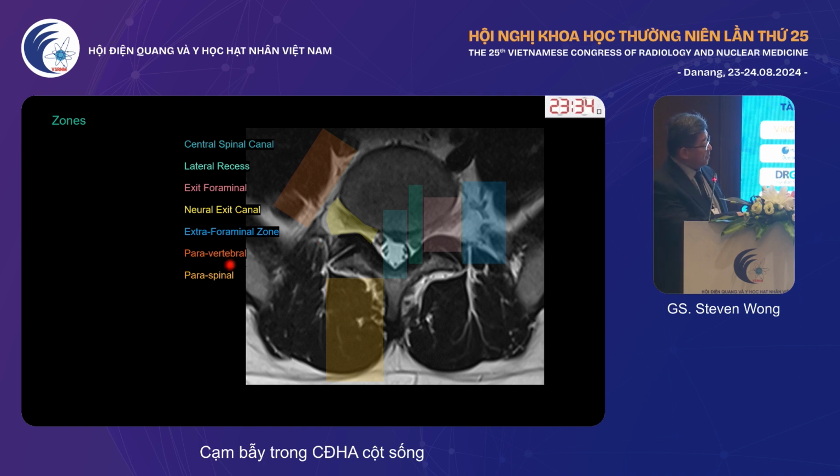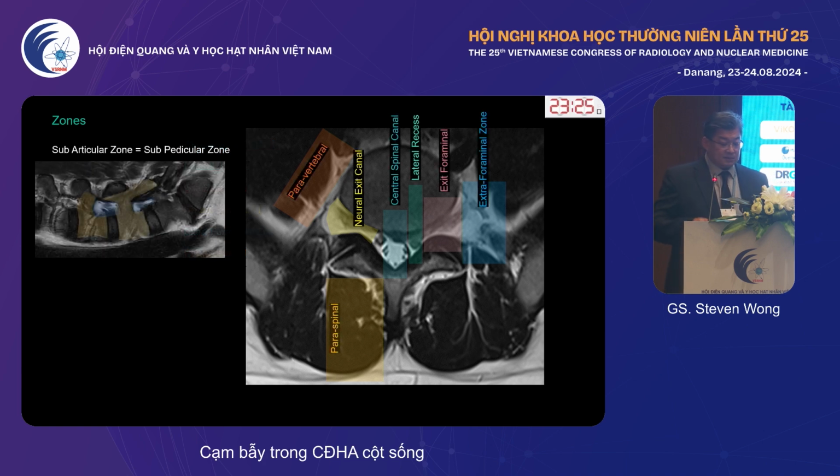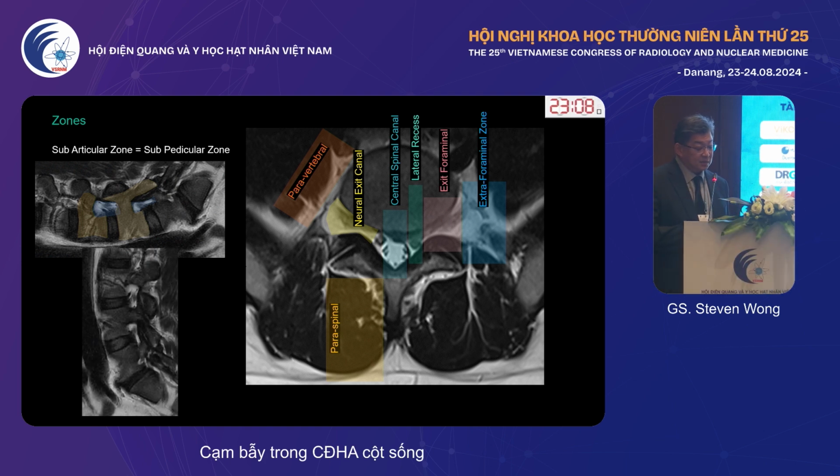Currently, paravertebral is at the lateral aspect. Paraspinal is at the back next to the spinous process. And the subarticular zone, or what we used to call the subpedicular zone, is really because the surgeons, when they see it, the patient is prone during surgery and it is immediately deep to the facet joints. So they call it the subarticular zone for the surgeons. But for us, it's actually over here.